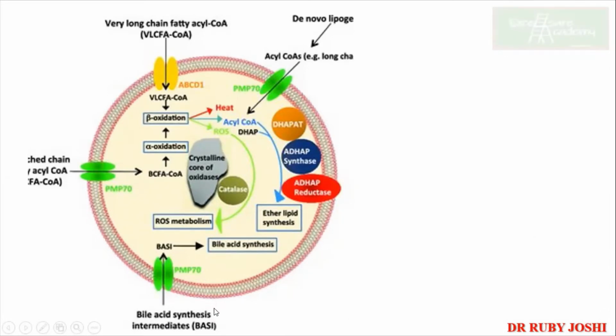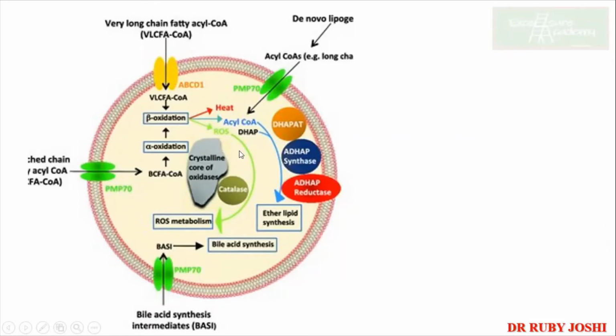peroxisomes, correct? So what do we see? All these fatty acids are getting inside the peroxisomes in the form of acyl CoA, and they get involved in beta oxidation. Now, when beta oxidation is taking place, of course, there is a release of heat, acyl CoA, and reactive oxygen species. When these reactive oxygen species form, it means hydrogen peroxide is part of it. Its harmful effects are prevented by the action of catalase.